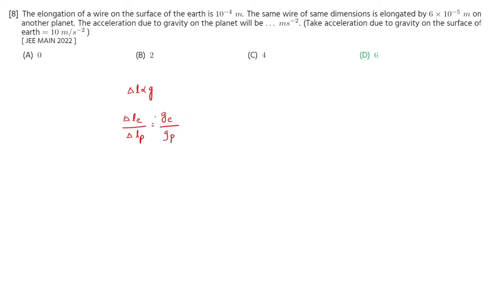Okay, so now, the elongation of the wire on the surface of the earth they have given as 10 power minus 4. That same wire of same dimensions is elongated by 6 into 10 power minus 5 meter on another planet. Acceleration due to gravity on the surface of the earth is 10. So what is g_p, the acceleration due to gravity on that planet? If you simplify, you will get the acceleration due to gravity on the planet as 6.